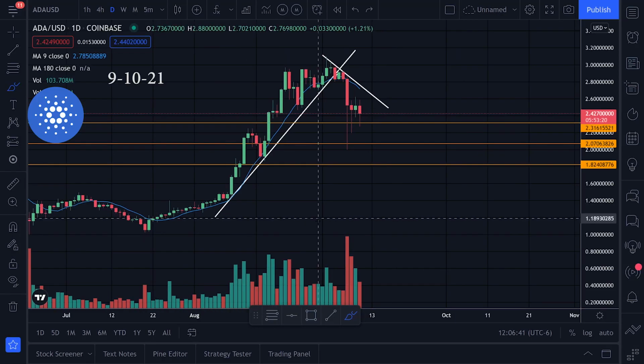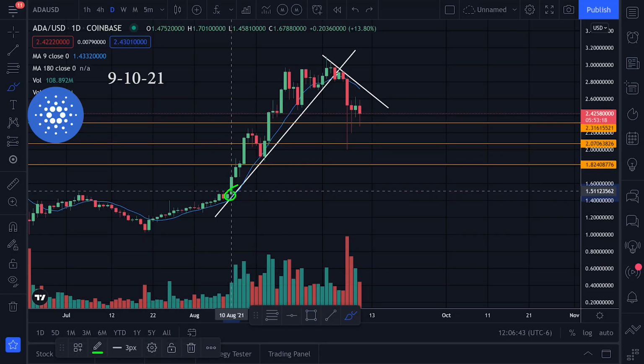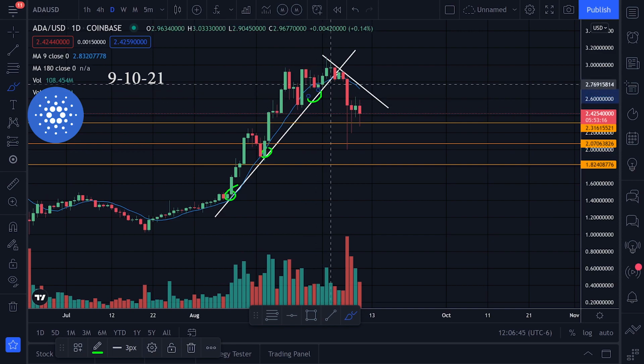Let's take a look at the chart action for Cardano. All right, so we had support right here, and right here, and again here, and here.